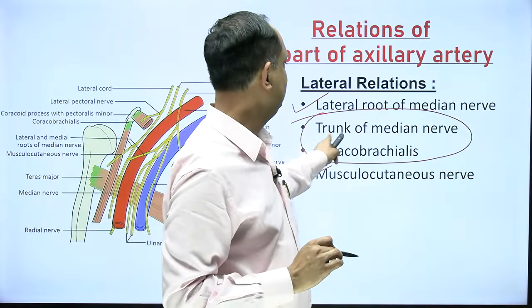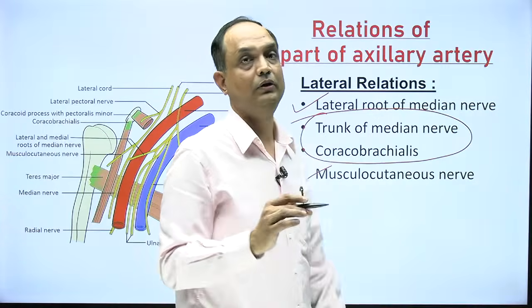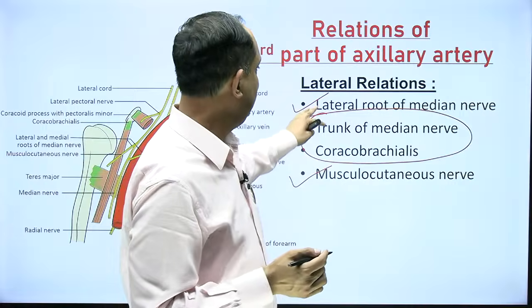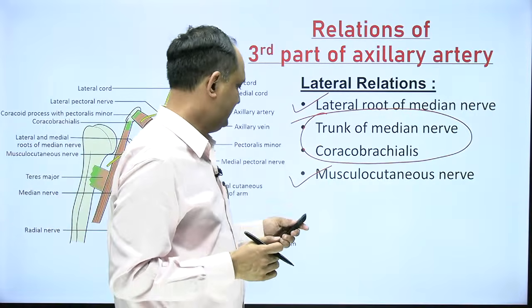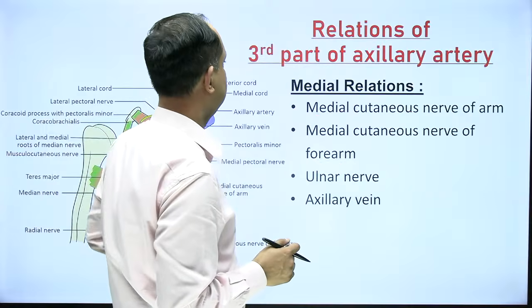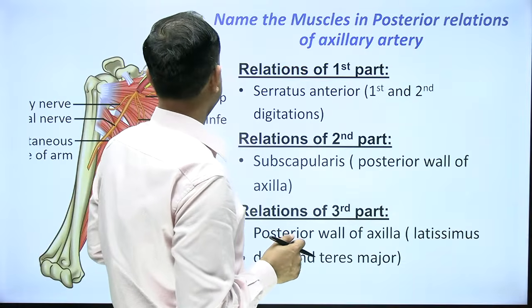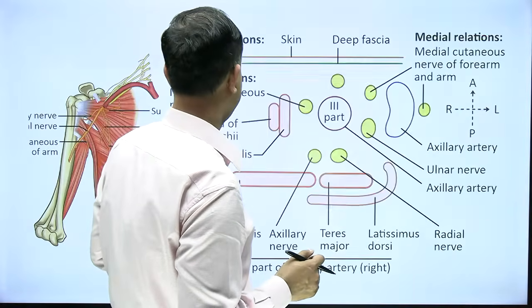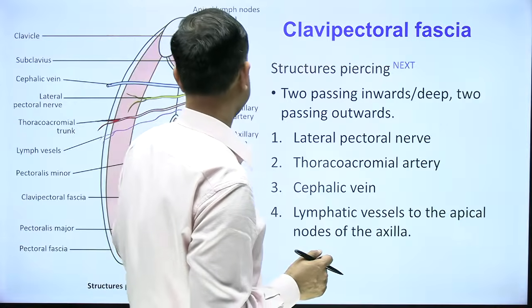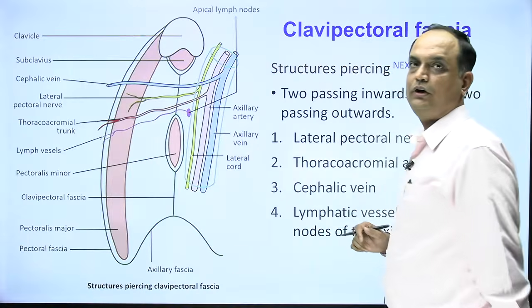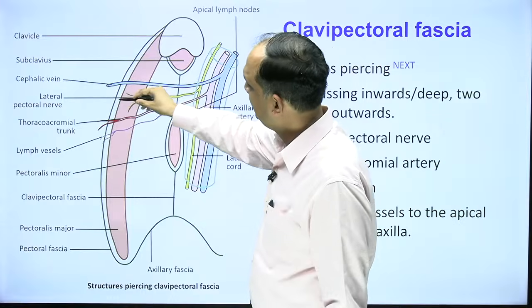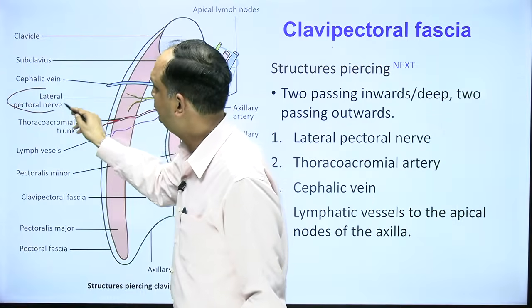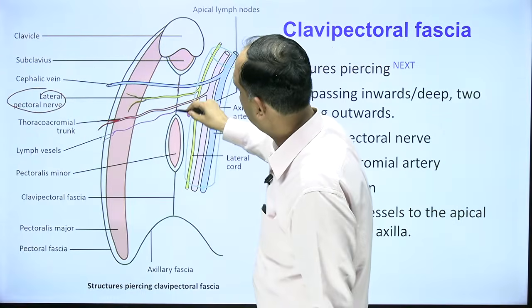I just explained that the median nerve trunk forms on the lateral aspect. Now, why is the lateral pectoral nerve not seen here? For that I will show you one important thing, there is one diagram. If I have that image, yes. Now here what you are able to understand is that this is the lateral pectoral nerve. This lateral pectoral nerve, you know, pierces the clavipectoral fascia.